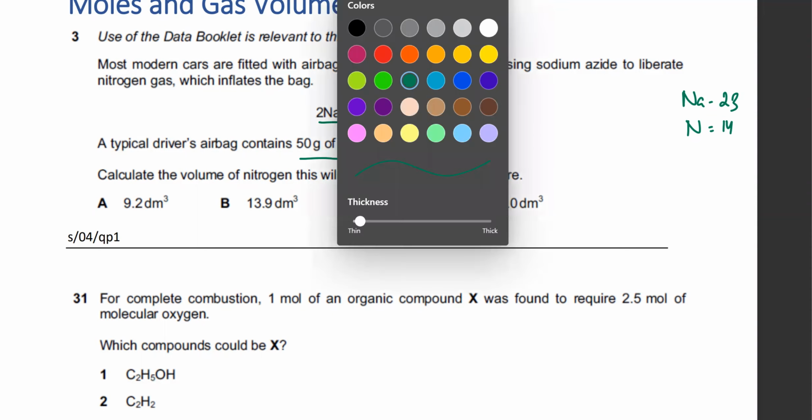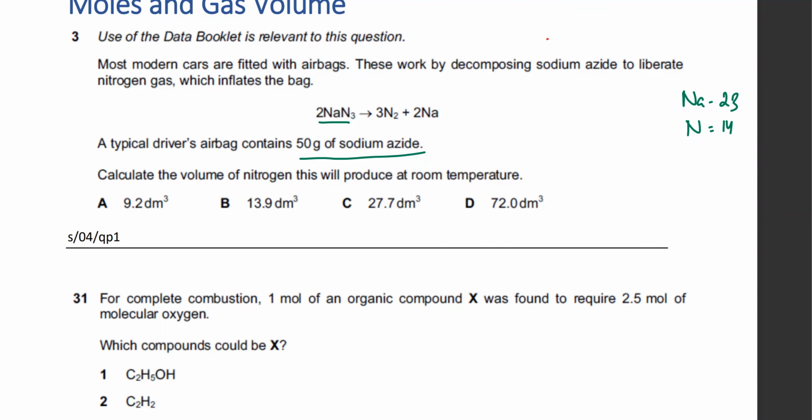0.769, so you're getting 0.769 moles for this. Remember the whole point of a whole moles question is you just have to find the moles of one thing. Then you'll be able to find the moles of everything in the equation using ratios. What is he asking? He's asking you to find the volume of nitrogen gas, so you can find the moles of nitrogen gas.